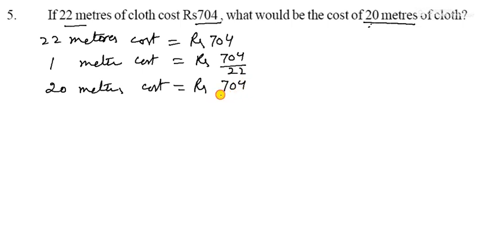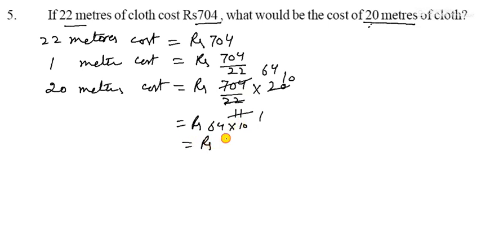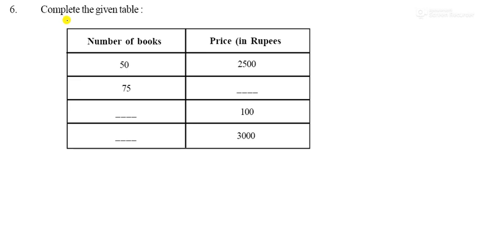So now come to the 20 meters. So you can write here 20 meters cost will be equal to rupees 704 upon 22 into 20. So what will happen? So 2 10 ja here, 2 11 ja. So what will be 11 1 ja 11 and 11 6 ja 66 and 11 4 ja 44. So rupees will be 64 into 10. So it will be 640. So that is your answer.